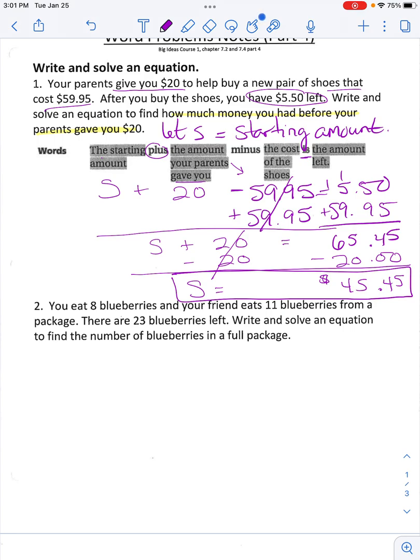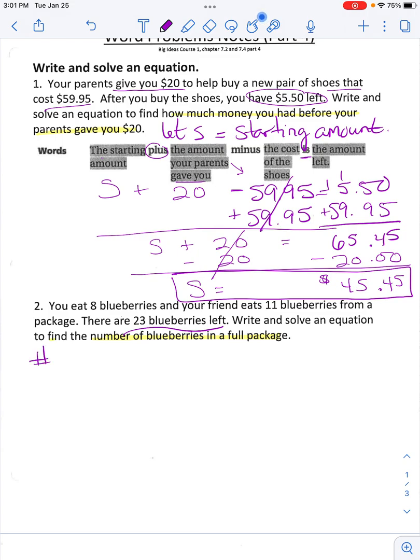You eat 8 blueberries. Your friend eats 11 blueberries from a package. There are 23 left now. Write and solve an equation to find the number of blueberries in a full package. Okay, we're trying to figure out the number of blueberries in a full package. So, we're not quite sure how many blueberries are in a package, right? So we can use B for blueberries.